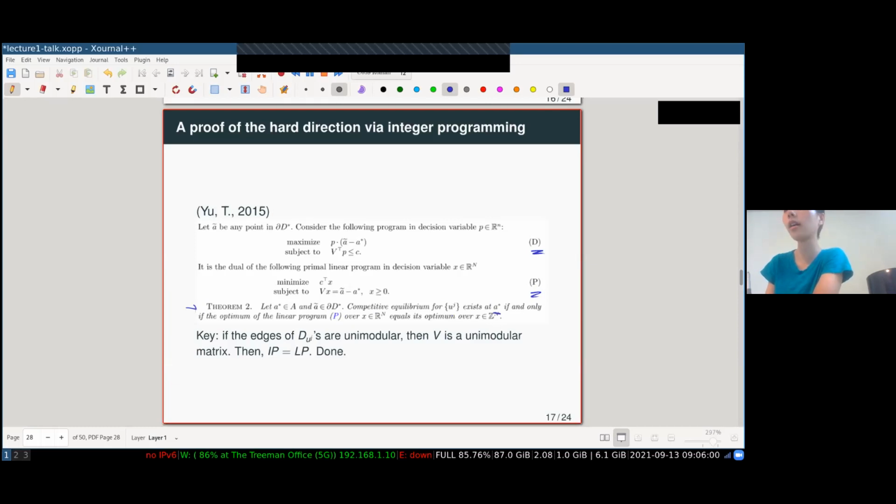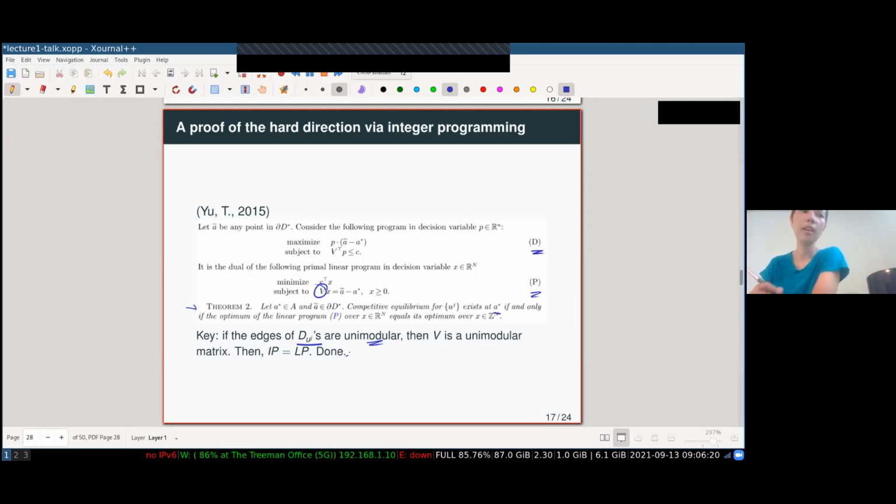So the optimum over R is equal to the optimum over Z. And then, what happens if the edges are unimodular? If the edges are unimodular, then the matrix in my program is a unimodular matrix, and then the integer program equals the linear program. And so therefore, I'm done, right?